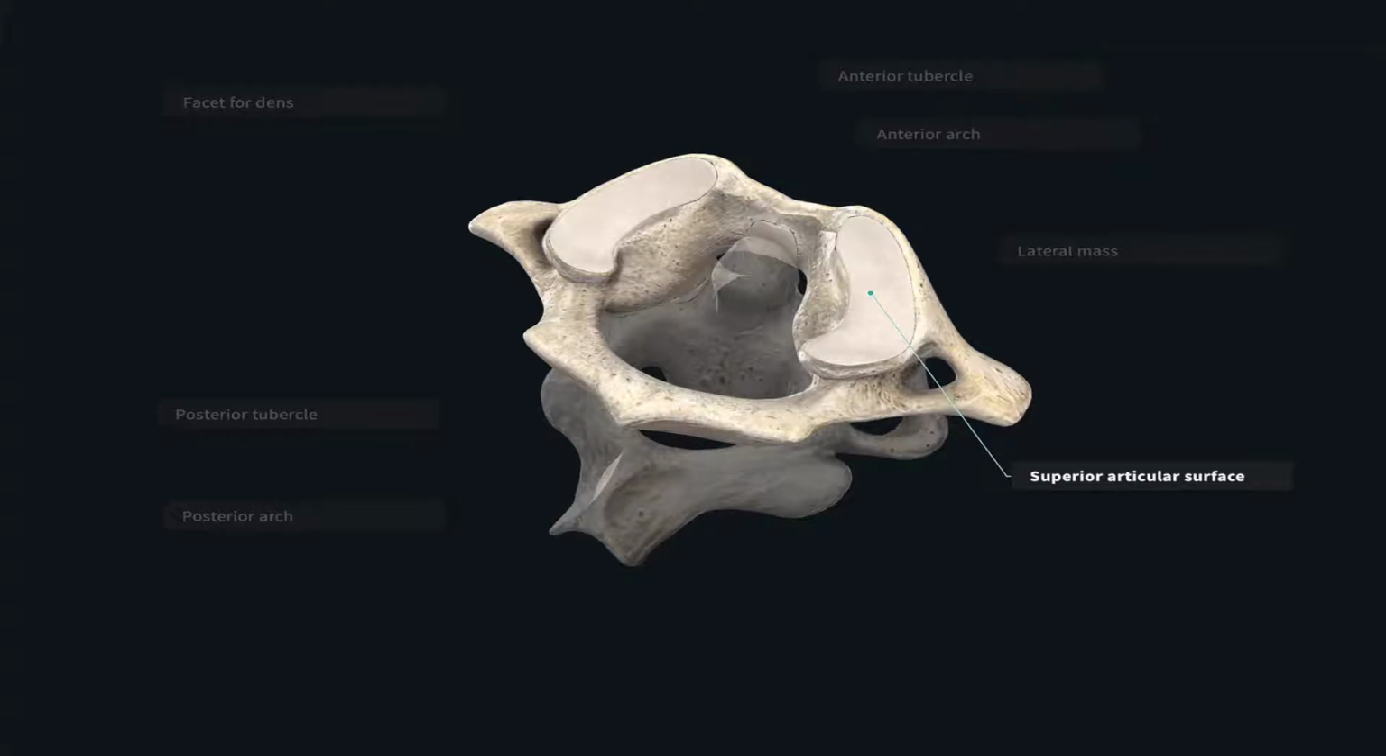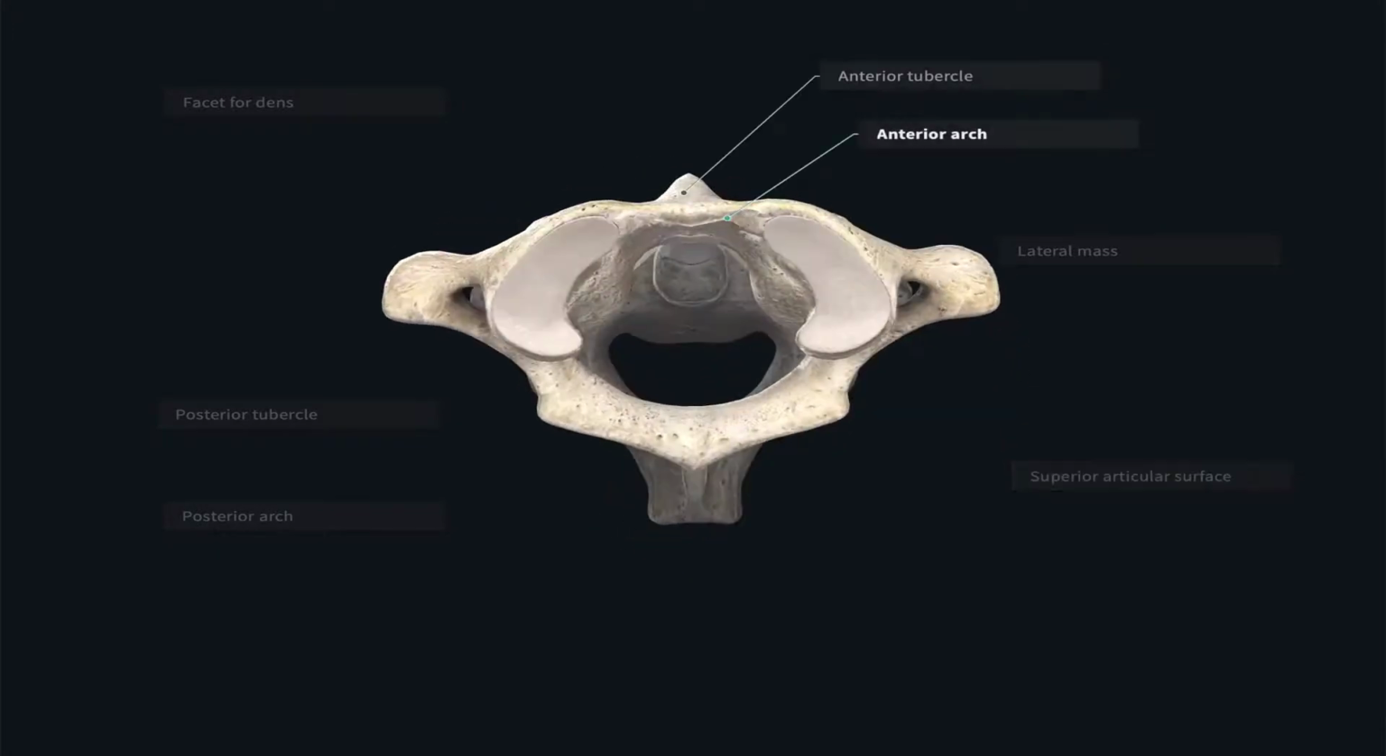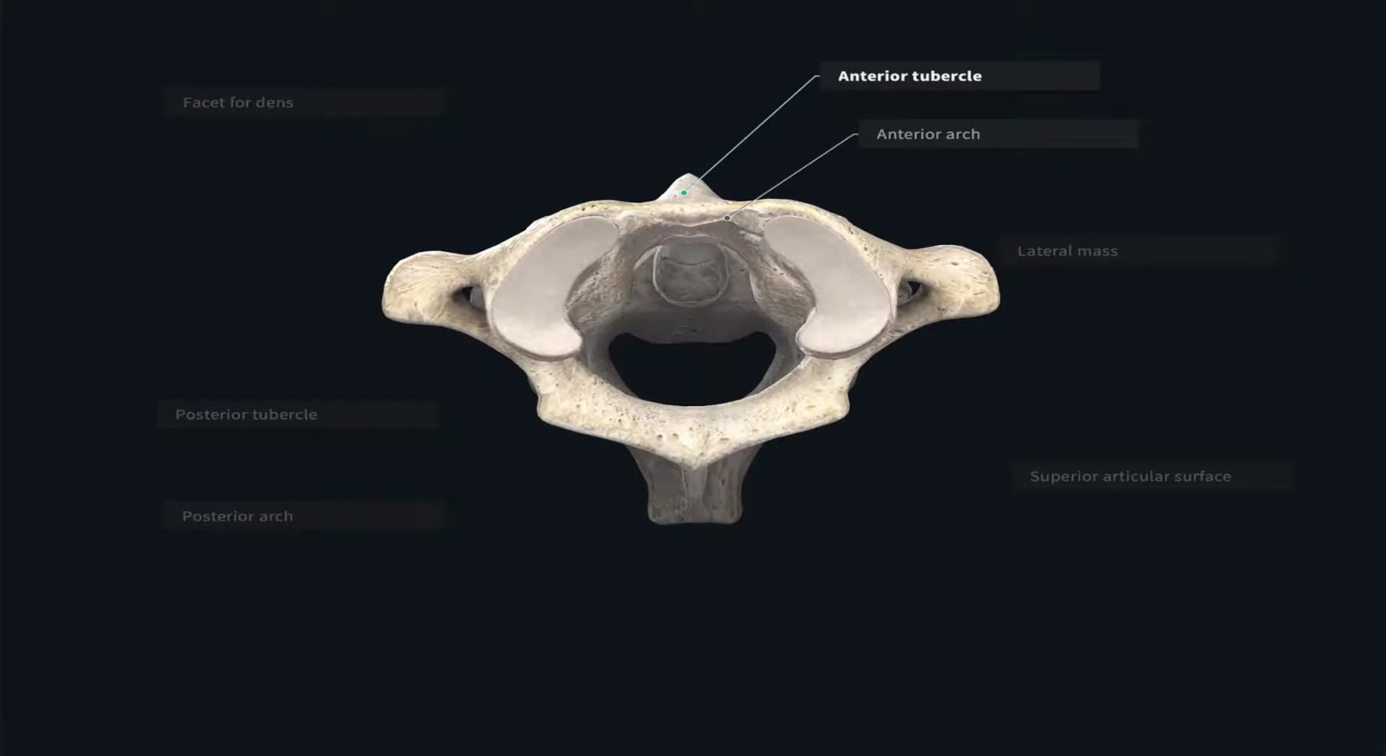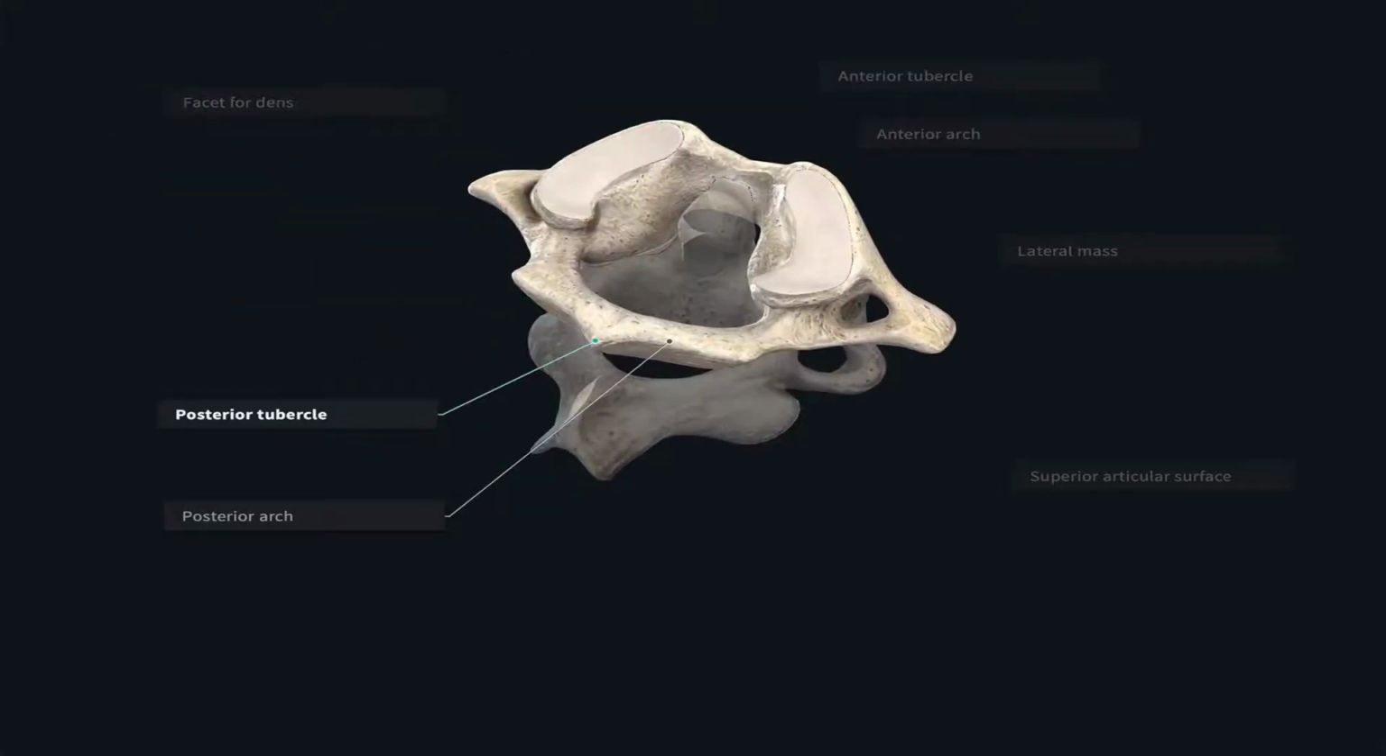In addition, there are anterior and posterior arches that bear an anterior and posterior tubercle, respectively. There are two transverse processes in keeping with other cervical vertebrae that bear transverse foramina, transmitting the vertebral arteries and veins. In addition, there is a facet on the anterior arch that is for articulating with the dens or odontoid peg of the axis. This occurs at the atlanto-axial joint and permits shaking of the head.